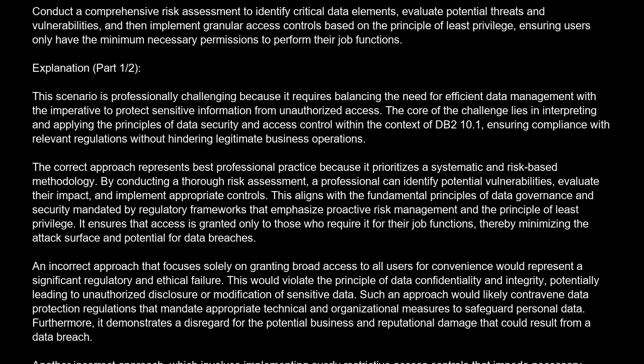An incorrect approach that focuses solely on granting broad access to all users for convenience would represent a significant regulatory and ethical failure. This would violate the principle of data confidentiality and integrity, potentially leading to unauthorized disclosure or modification of sensitive data. Such an approach would likely contravene data protection regulations that mandate appropriate technical and organizational measures to safeguard personal data. Furthermore, it demonstrates a disregard for the potential business and reputational damage that could result from a data breach.